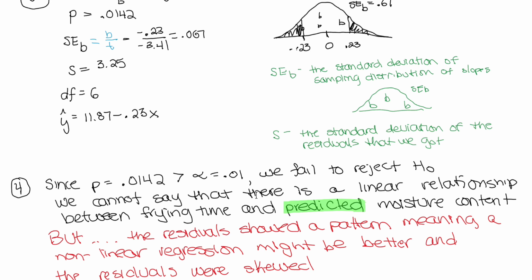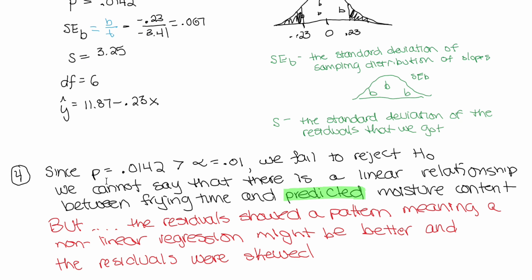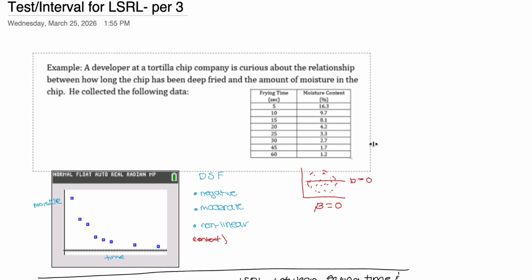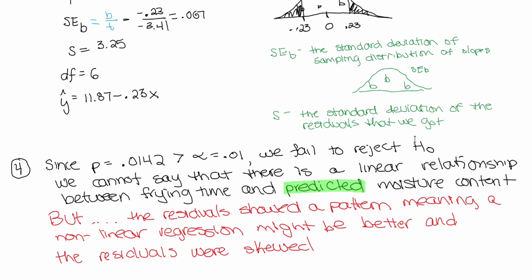Now we're moving on to step 4, which is the conclusion part. Since P is equal to 0.0142, which is greater than alpha equal to 0.01, I know in this case the question didn't specifically set which alpha level we should use. If the question didn't say specifically in a test, you would just assume that will be 0.05. But in this case, we chose 0.01 just for fun.